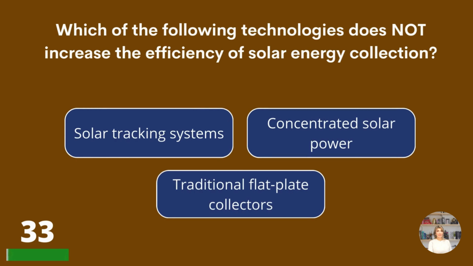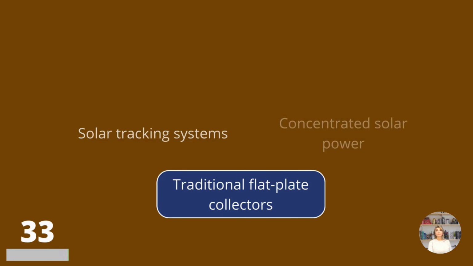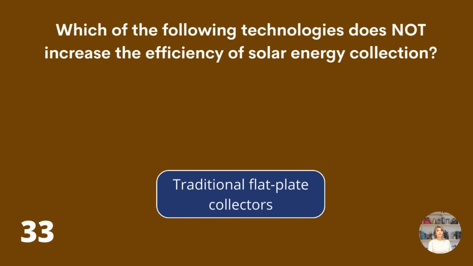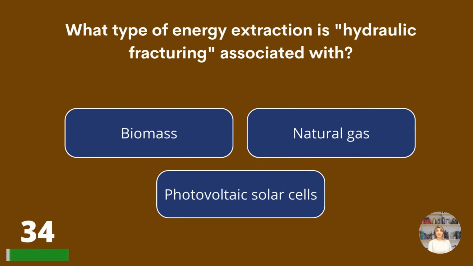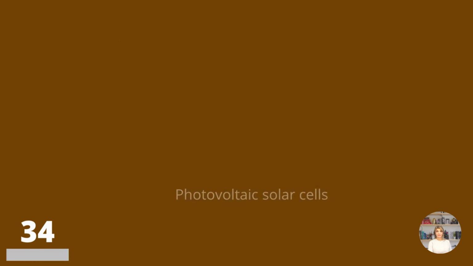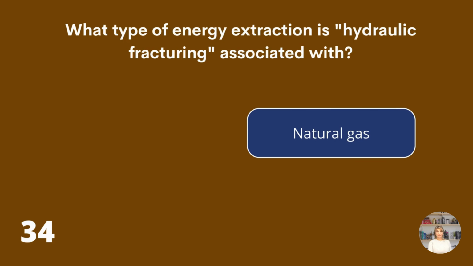Which of the following technology does not increase the efficiency of solar energy collection? Solar tracking systems, concentrated solar power, or traditional flat plate collectors? Traditional flat plate collectors. What type of energy extraction is hydraulic fracturing associated with? Biomass, natural gas, or photovoltaic solar cells? Natural gas.